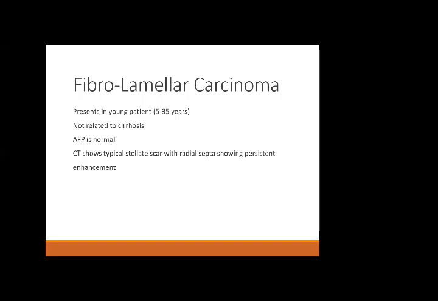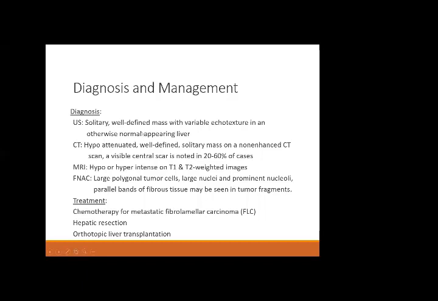The second tumor is the fibrolamellar carcinoma, presenting in young patients, around 35 years, typically with a central scar and radial septa, which means a diagnosis of solid tumor that has a well defined mass and a radiating structure. On MRI it can be hypo and hyperintense.